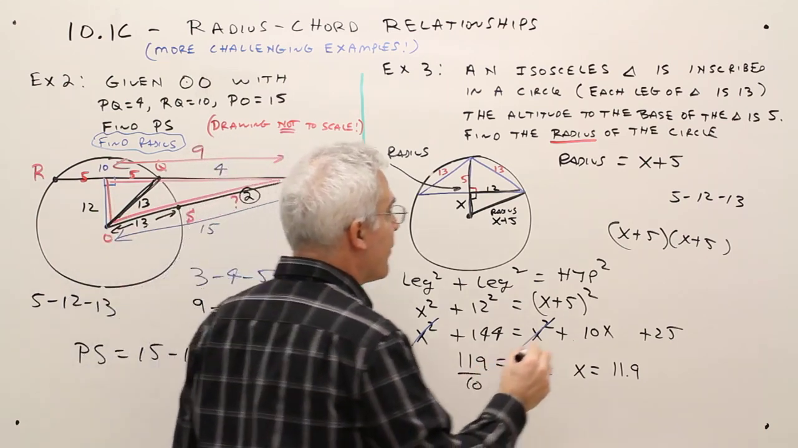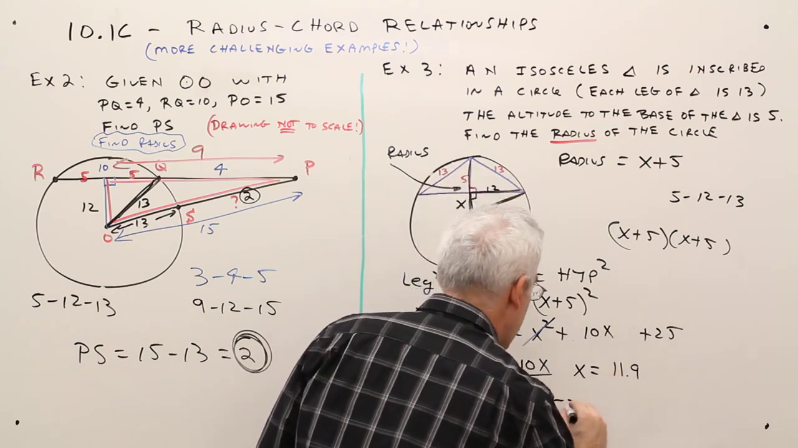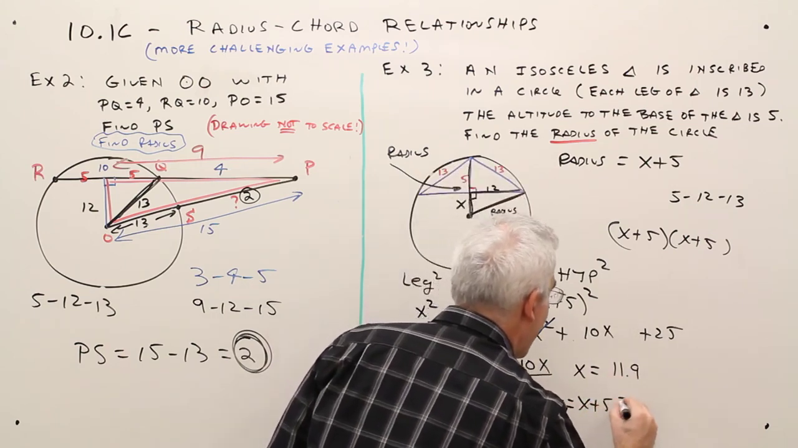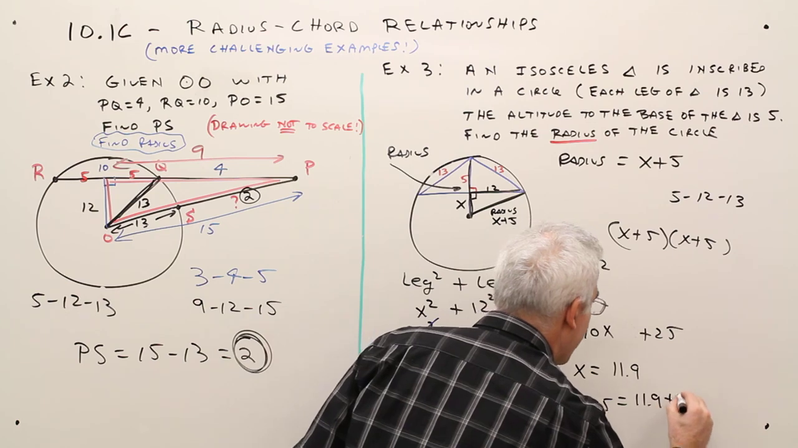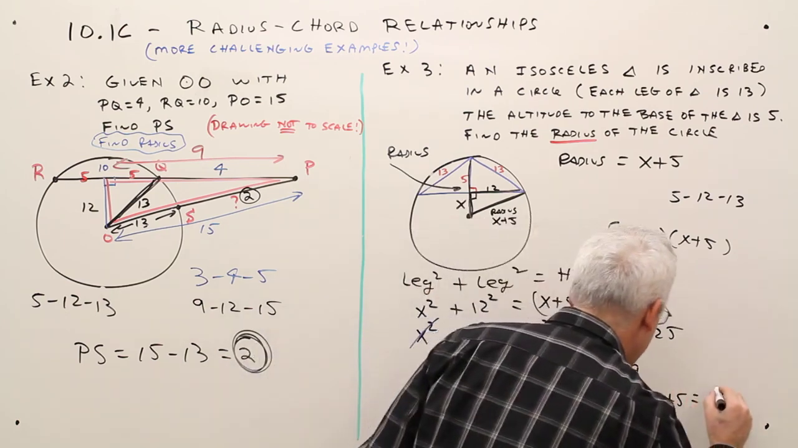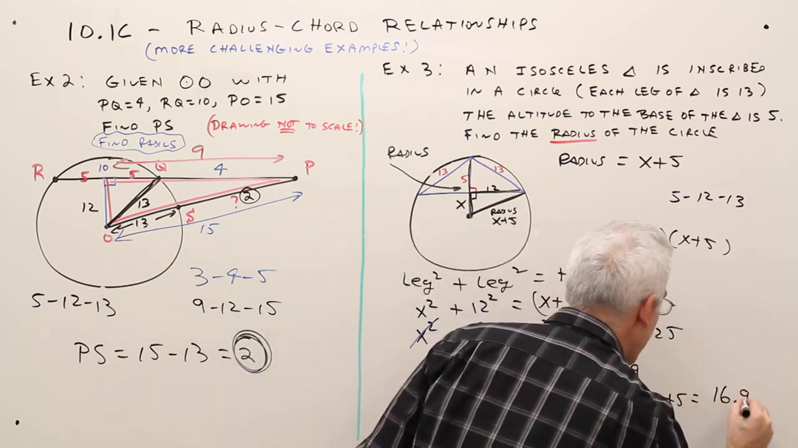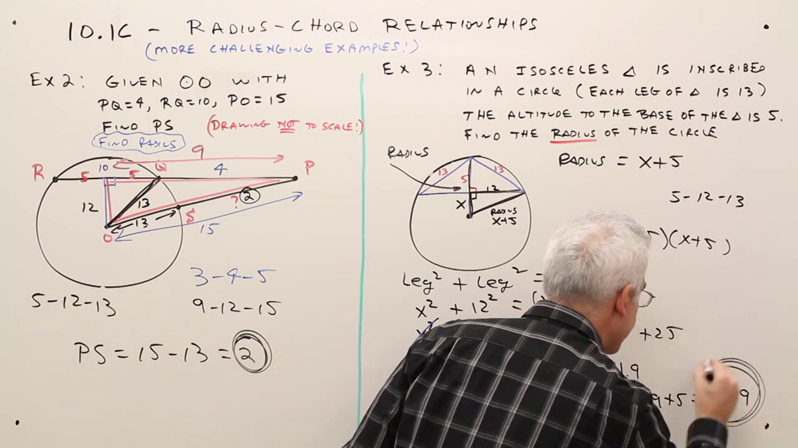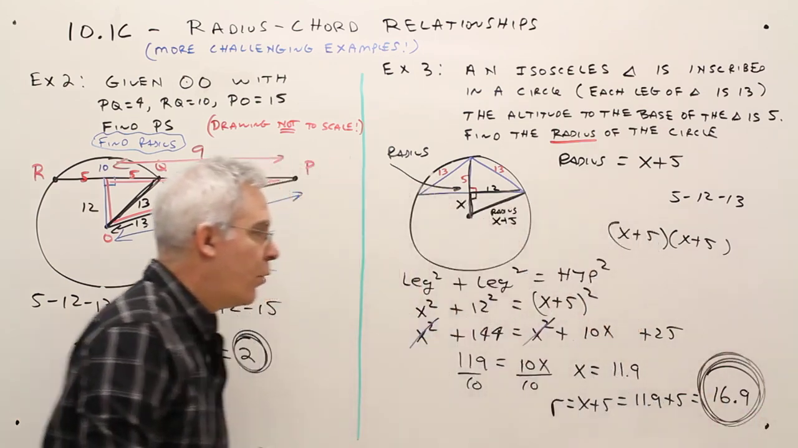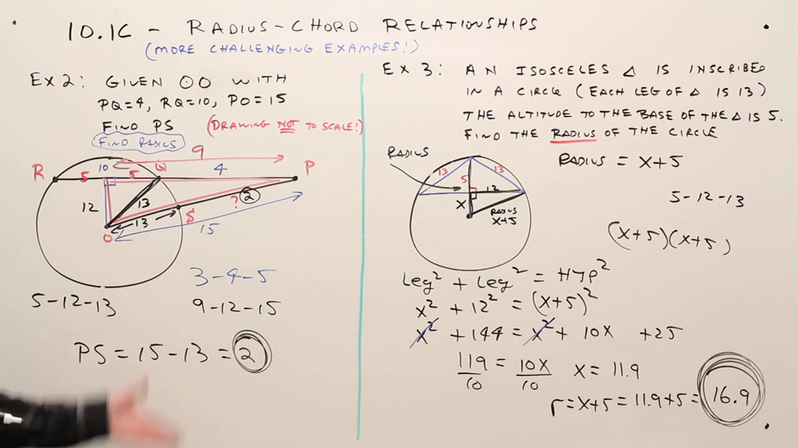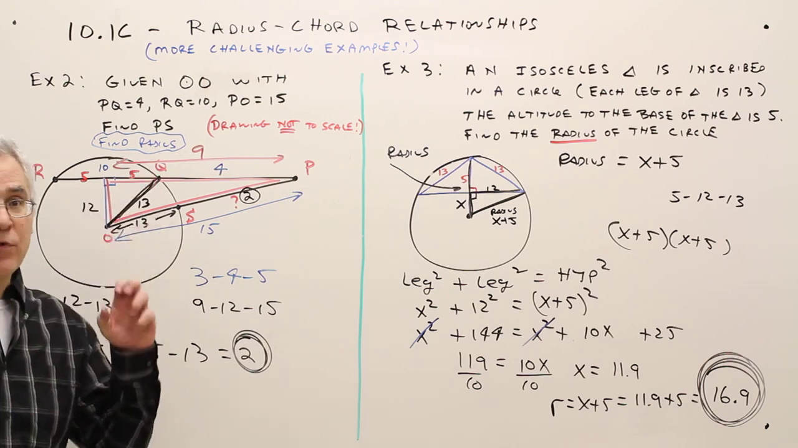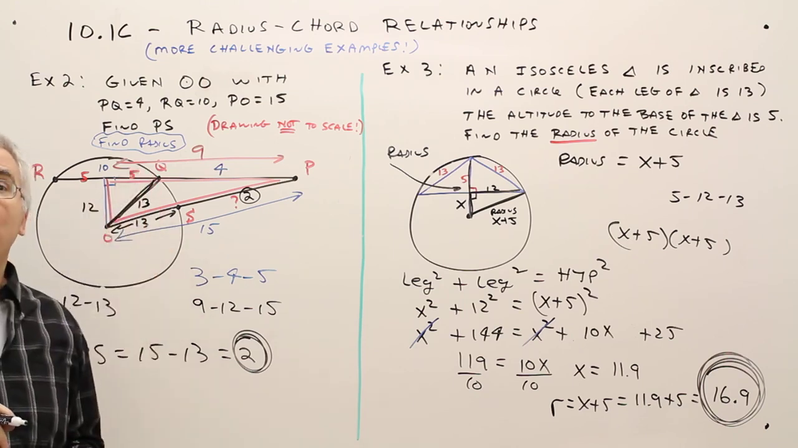So the radius is going to be x plus 5 equals 11.9 plus 5, and that's going to be 16.9. Whew. So there you have it. Two more challenging examples on radius-chord relationships.